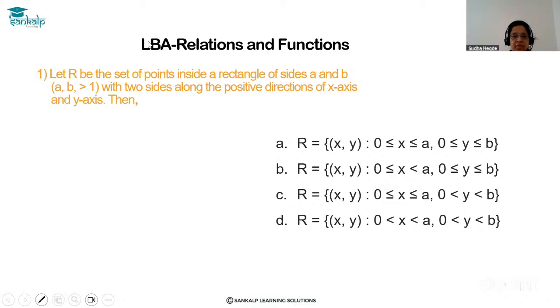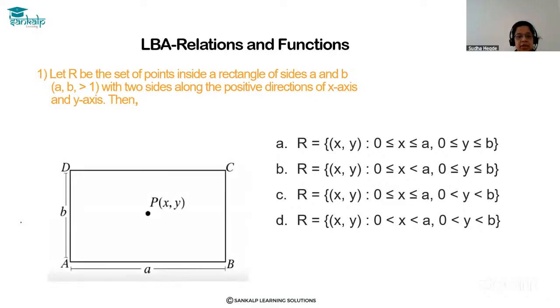Today, let us take KCET questions on relations and functions. The first question: let R be the set of points inside a rectangle of sides a and b, ab greater than 1, with two sides along the positive directions of the x-axis and y-axis.